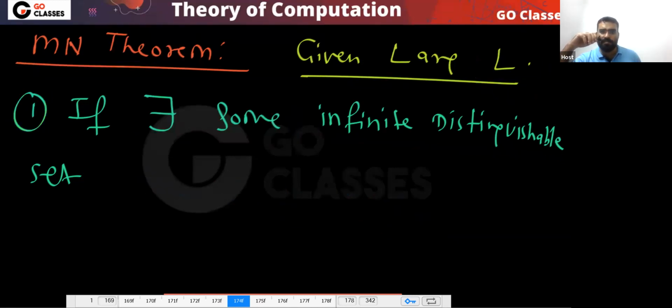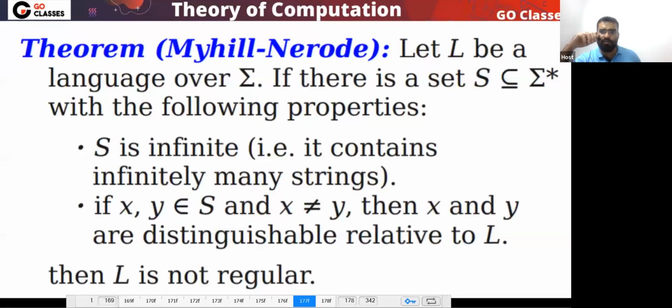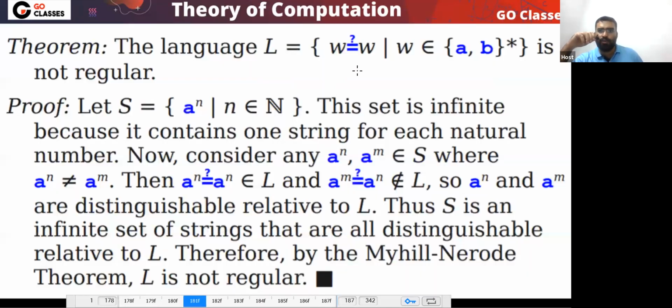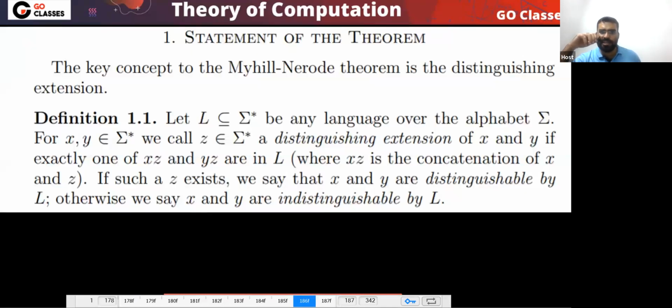Quite simple. Yes or no? So very simple. This is the statement of the Myhill-Nerode theorem. So, for example, for this we have an infinite distinguishable set. For this we have an infinite distinguishable set. Okay, like this. This is the idea. I hope this idea is clear to everyone.